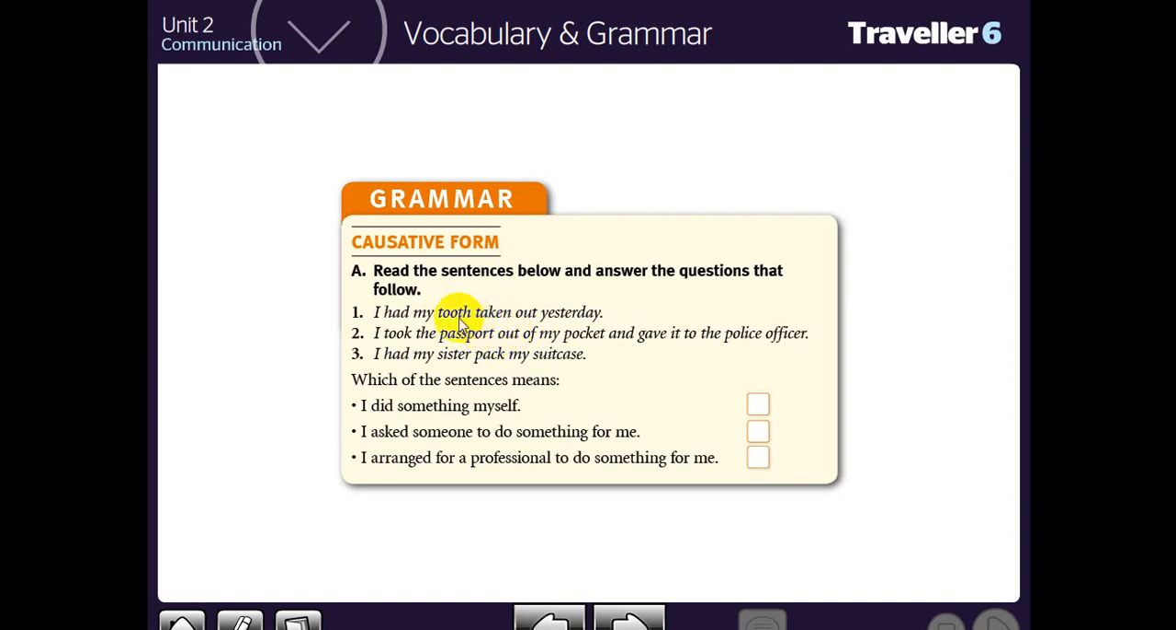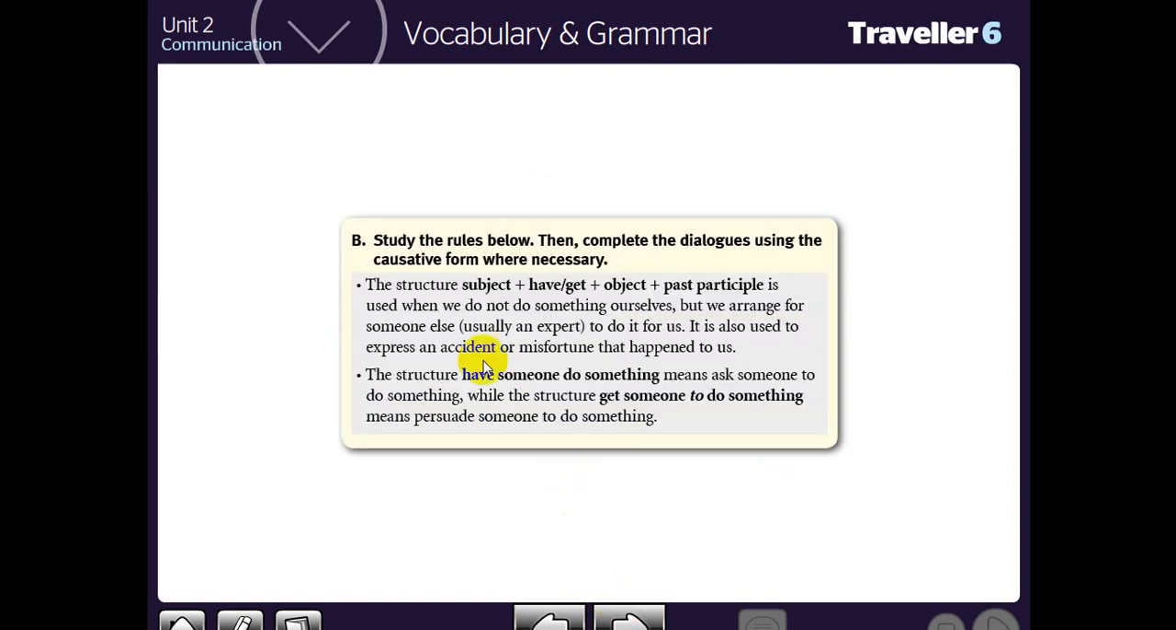As you can see, in the first sentence, it is a causative form because I'm not the one who took my tooth. Someone else, the dentist in this case, took my tooth. In the second one, I was the doer of the action. The subject is the doer of the action. So in brief, let's get to know what the meaning of the causative form is and when I can use it. Look at this structure.